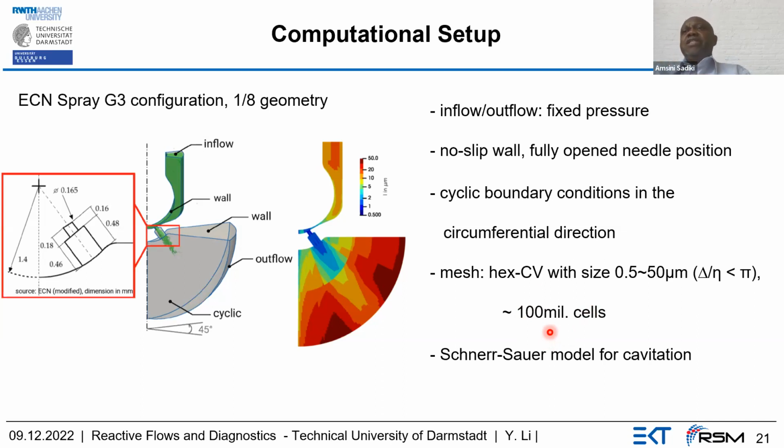We also have in this framework some additional models, for example the Schnerr-Sauer model for cavitation. This shows how the refinement has been done close to the wall. It is very high there, and here it is coarse, and this size varies from 0.5 to 50. For that, we naturally modified our solver by putting in these evaporation models, and also by accounting for the fact that we now use DNS and not LES.